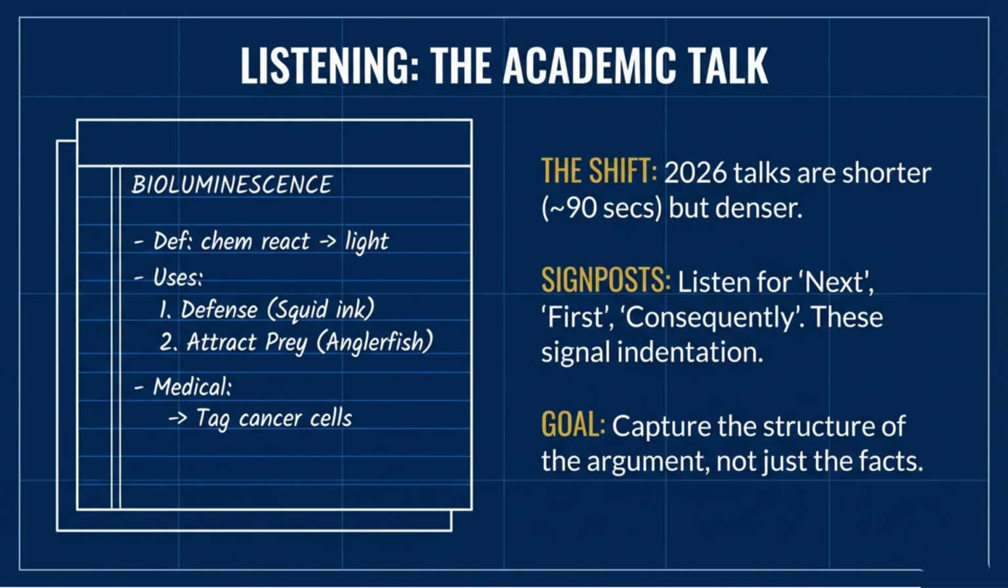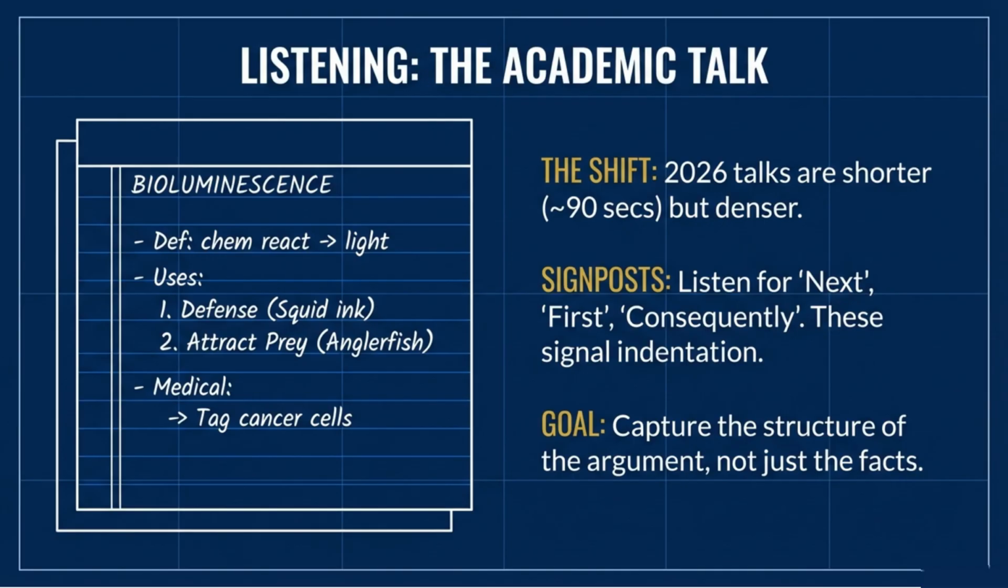Let's say you hear a talk on bioluminescence. You would write, dash definition, chemical reaction leads to light. Dash use 1, defense. Dash use 2, attract prey. Dash medical, tag cancer cells. Keep it short and organized.